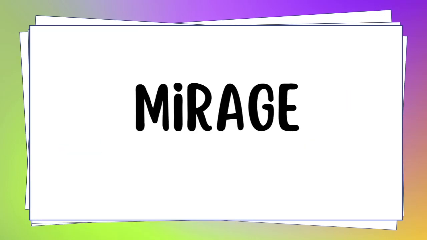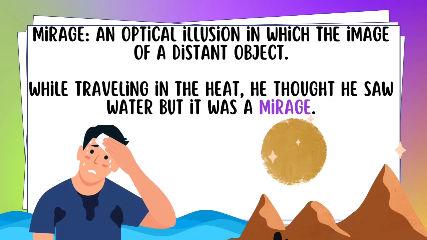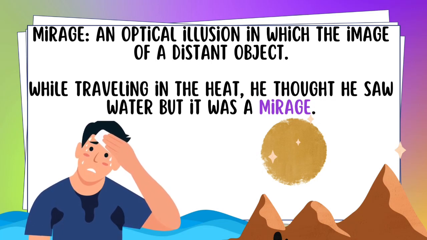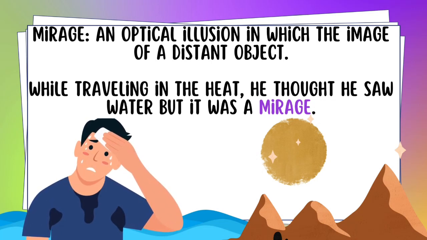Mirage. Mirage is an optical illusion in which the image of a distant object. While traveling in the heat, he thought he saw water, but it was a mirage.